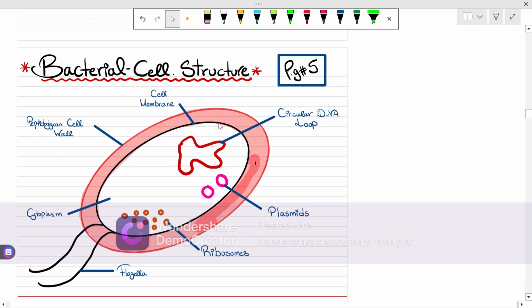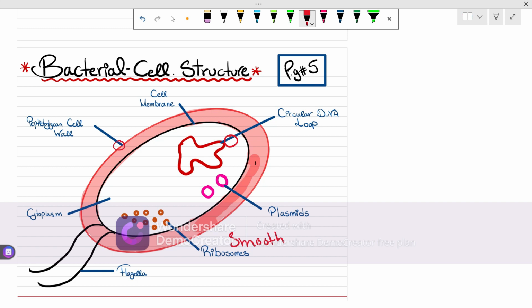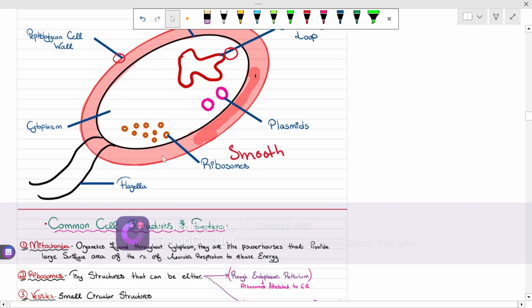Here I've tried to draw a bacterial cell structure. This is the circular DNA loop. These are the plasmids, ribosomes. Since they are not attached to the endoplasmic reticulum, these are smooth. They have flagella to swim around, cytoplasm, peptidoglycan cell wall, not cellulose. And of course, the nucleus is absent and other membrane-bound organelles like mitochondria.